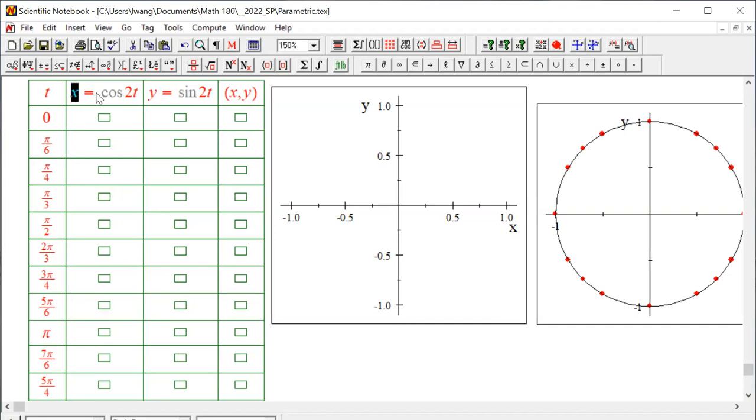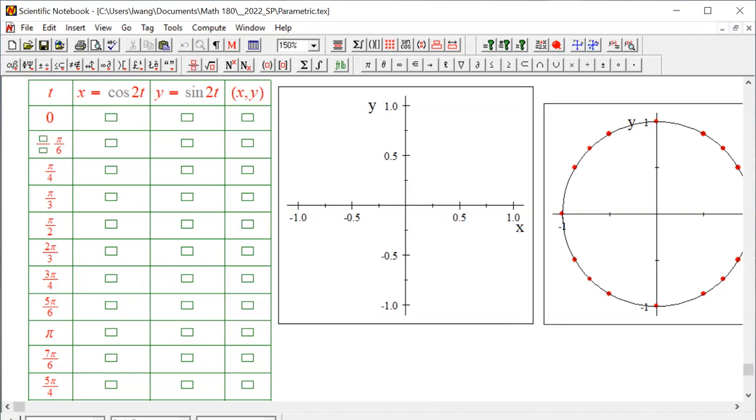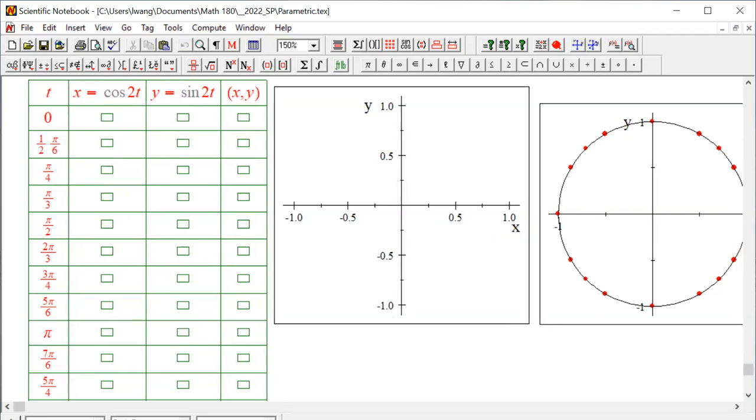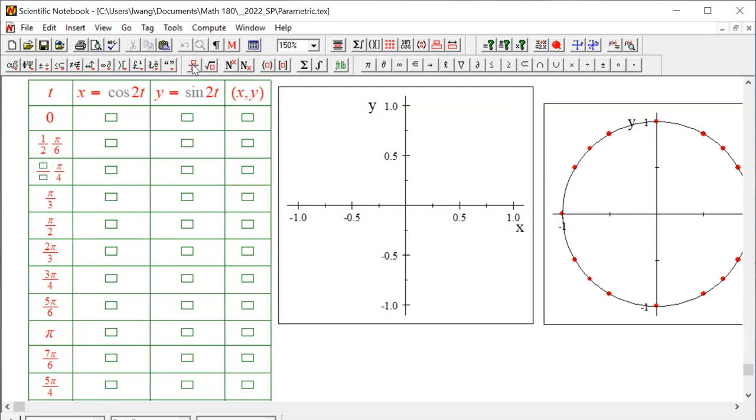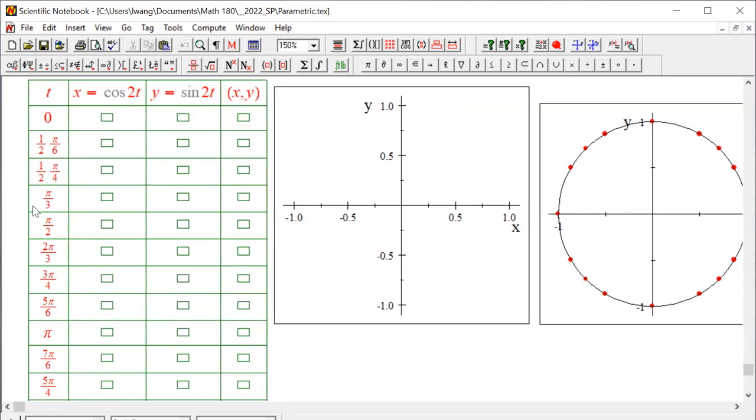0 is going to be the same, and pi over 6, I'm going to choose it to be half of it. Half of it, and half of it. You can see instead of choosing 30 degrees, I'm choosing 15 degrees. So why do I choose this way? You're going to find out very soon.